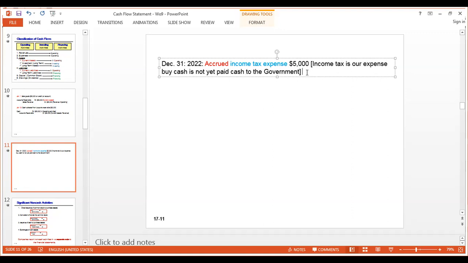So what is the journal for this? The journal is income tax expense debit $5,000. And what is credit here? Income tax payable credit.